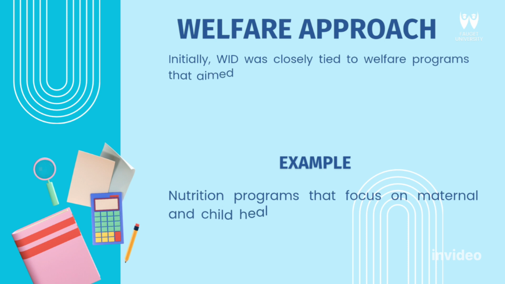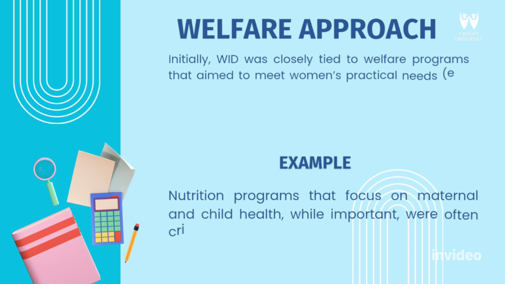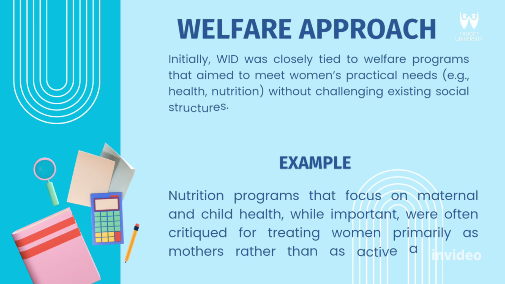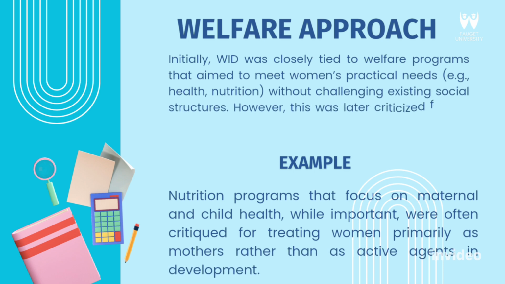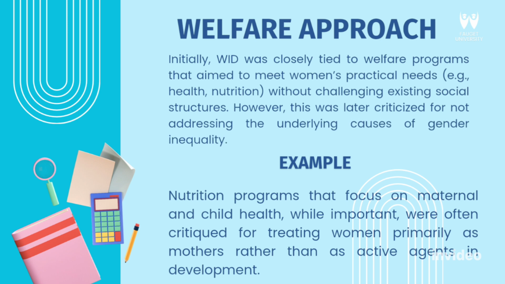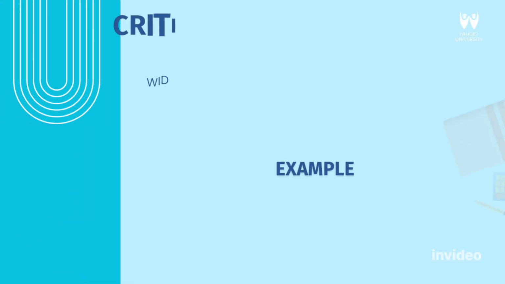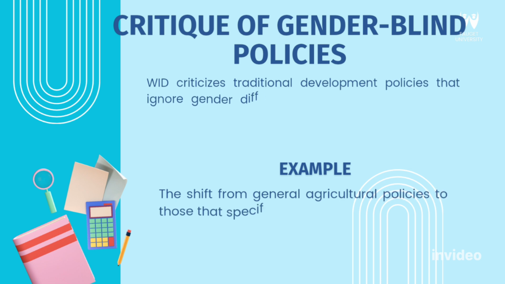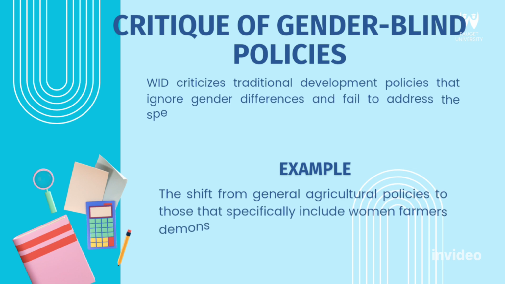And another important importance of the women in development approach is the welfare approach. Initially, WID was closely tied to welfare programs that aimed to meet women's practical needs, for example, health and nutrition, without challenging existing social structures. However, this was later criticized for not addressing the underlying causes of gender inequality. For example, nutrition programs that focus on maternal and child health, while important, were often critiqued for treating women primarily as an agent. And another important feature of the WID is the critique of gender blind policies.